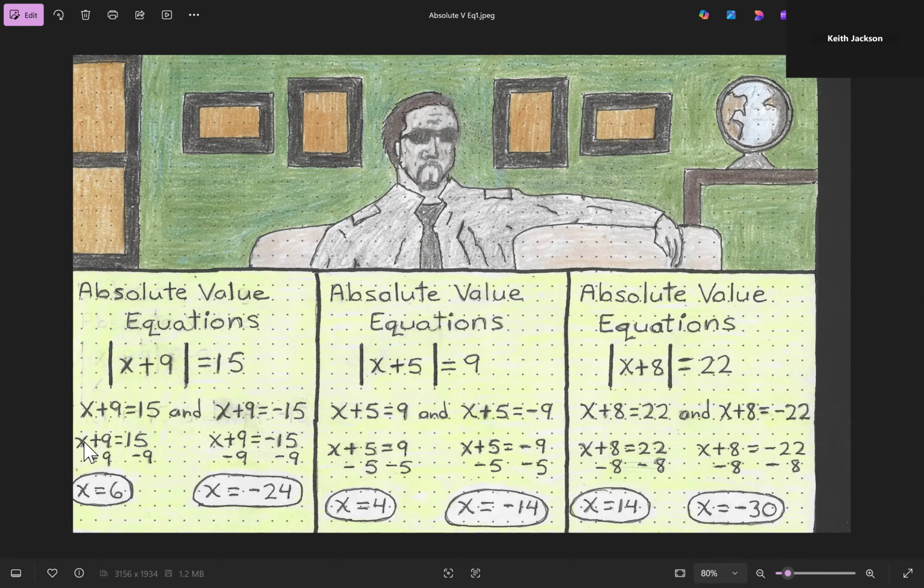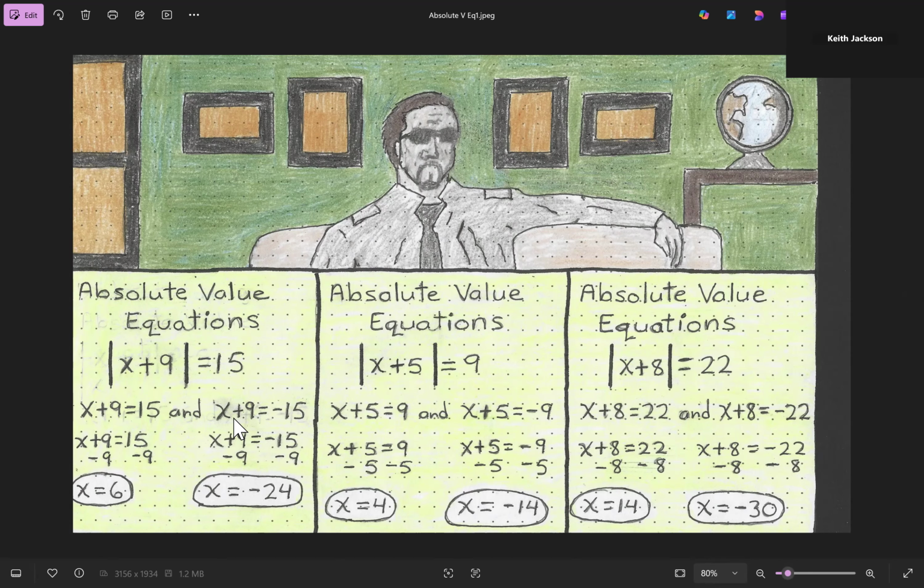So let's take a look at the first equation in which we have x plus 9 is equal to 15. Let us subtract 9 from both sides, and when we do that, we have x is equal to 6. And if you plug 6 back into the absolute value equation right here, 6 plus 9 equals 15, right? And the absolute value of 15 is 15. And let's take a look at the second scenario.